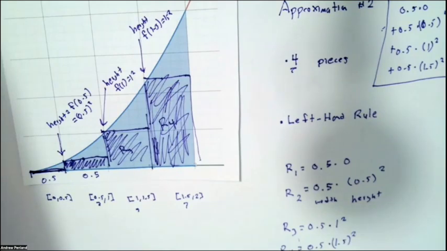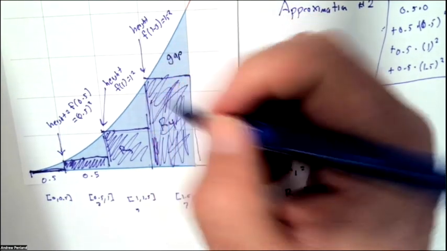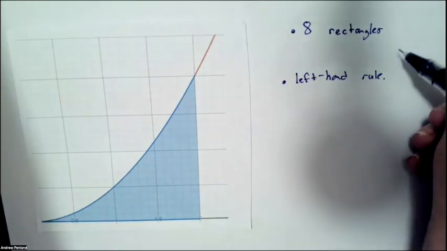Now we can see that our approximation isn't terribly accurate because there are all these gaps that aren't covered by our rectangles, and these gaps are our error. So what could we do to potentially make this more accurate? Well, we could use more rectangles. So let's try that. Let's do a third approximation where we use 8 rectangles.